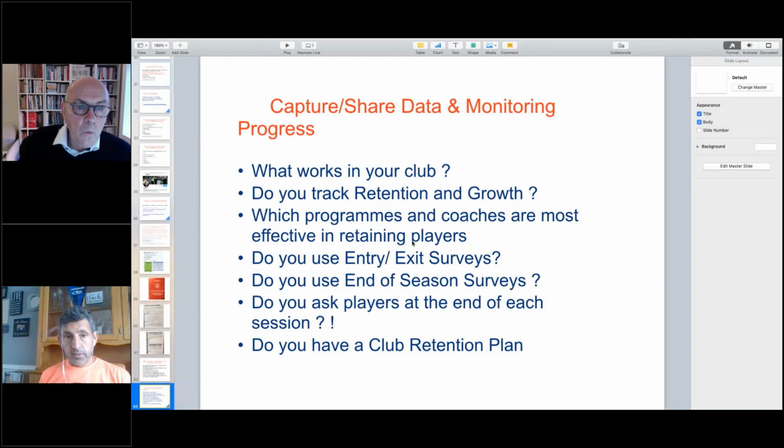So, what works in your club? Do you actually track retention and growth? Which programs and coaches are most effective in retaining players? Do you use entry and exit surveys? Do you use end of season surveys? Do you ask the players at the end of each session? And do you have a club retention plan?